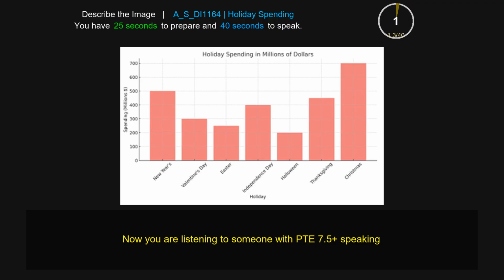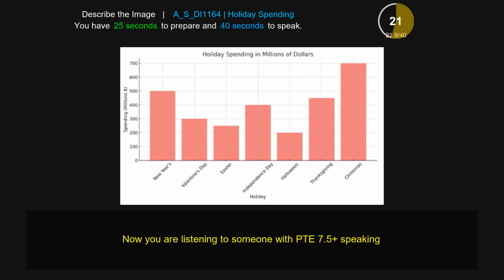The image provided is a bar graph which provides information on the holiday spending in millions of dollars. The y-axis talks about the information on spending in millions and the x-axis talks about the various types of holidays such as New Year, Valentine's Day, Easter, Independence Day, Halloween, Thanksgiving, and Christmas.